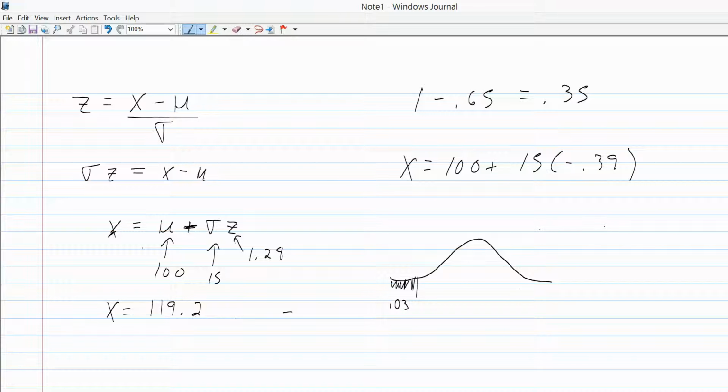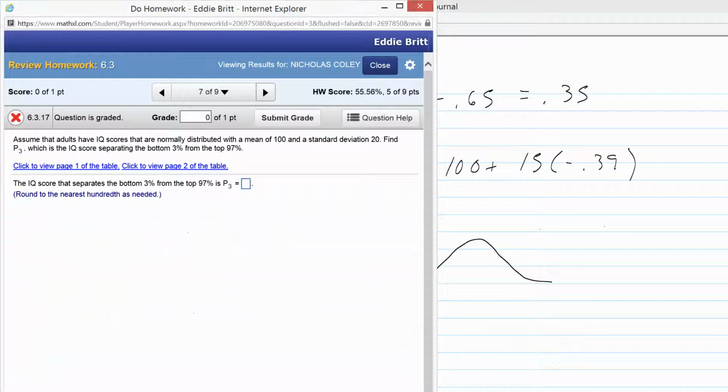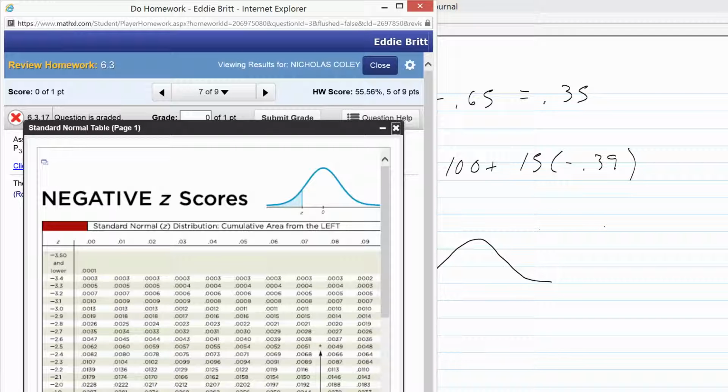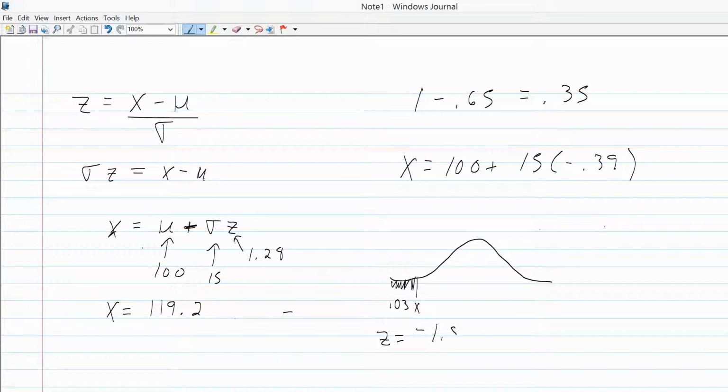97%. What are we actually looking for? We want this x value that would have 0.03 to the left of it. So look up the z-score that corresponds to 0.03. There's 0.0301. That's a z of negative 1.88.